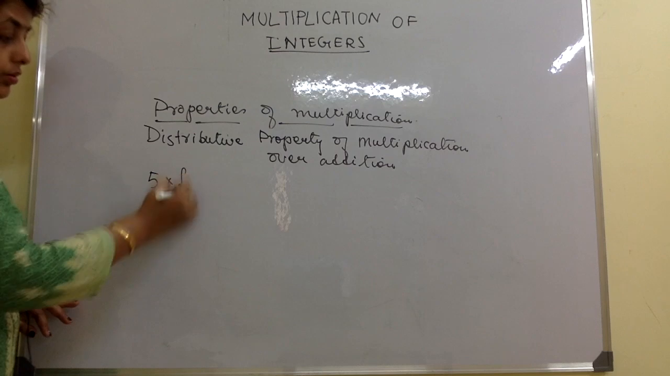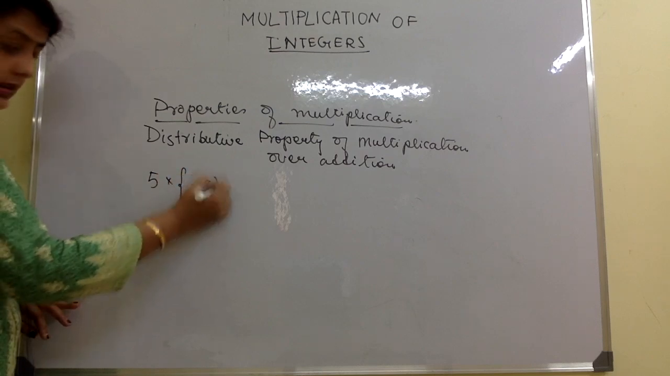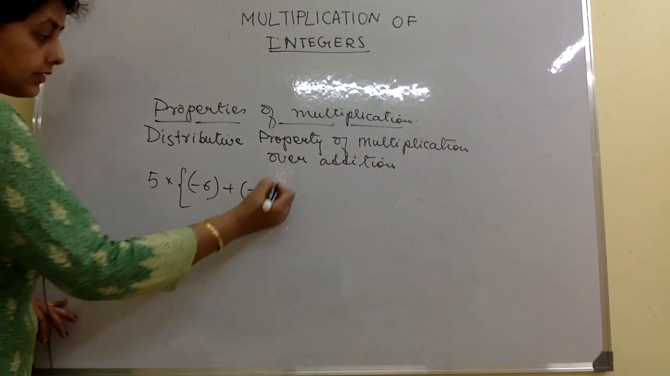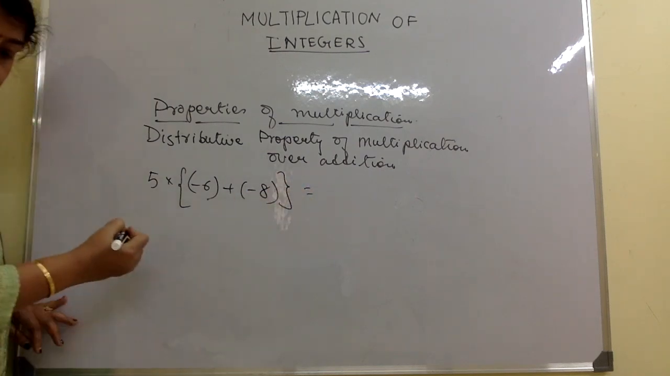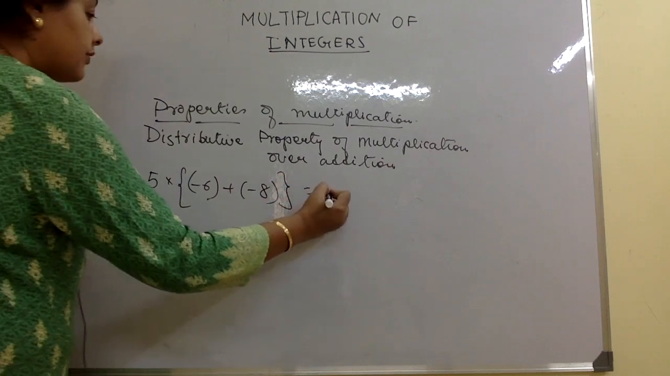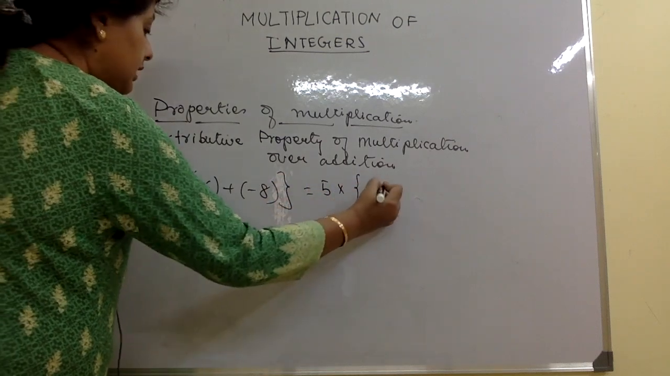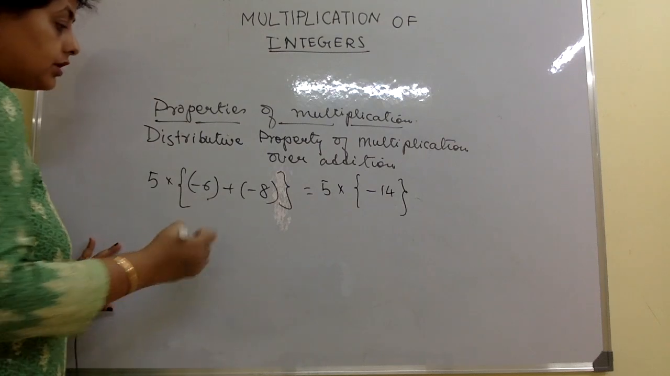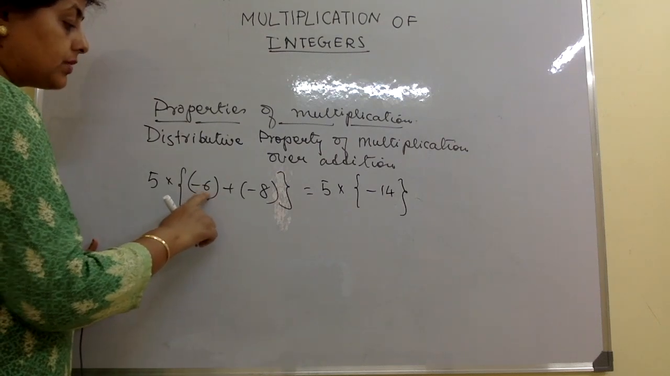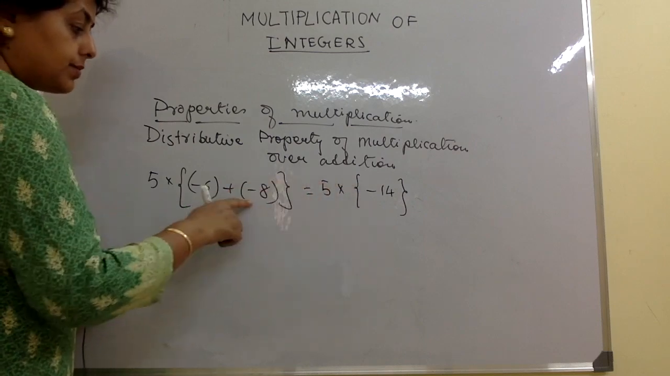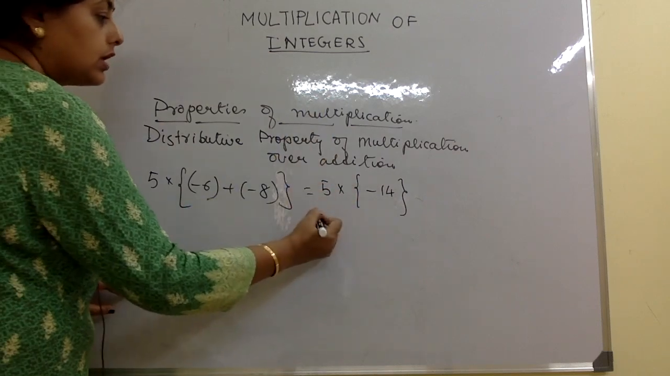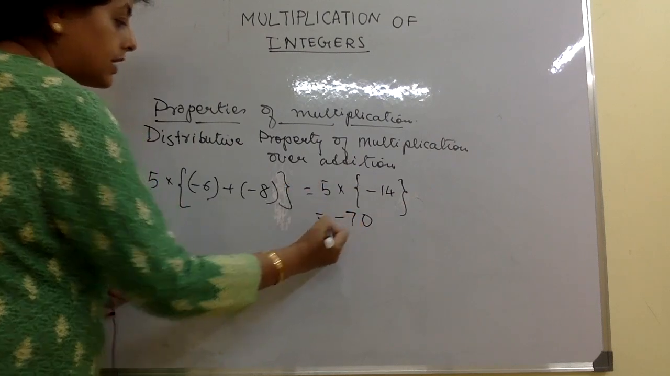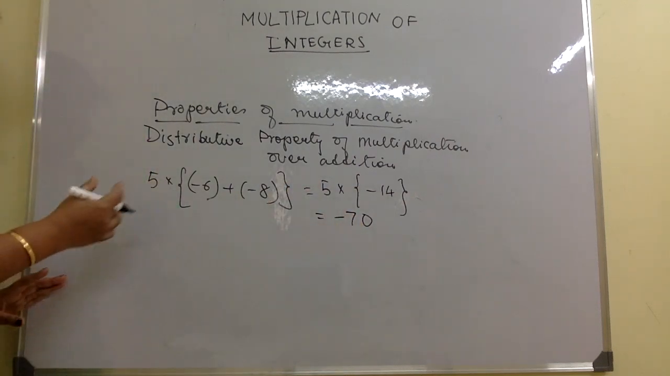5 into, and note the brackets, minus 6 plus minus 8, and then how much do I get? 5 into minus 14, because if I open this, minus 6 minus 8 gives me, with integer addition, minus 14. 14 into 5 is 70, plus into minus is a minus, so I get minus 70.